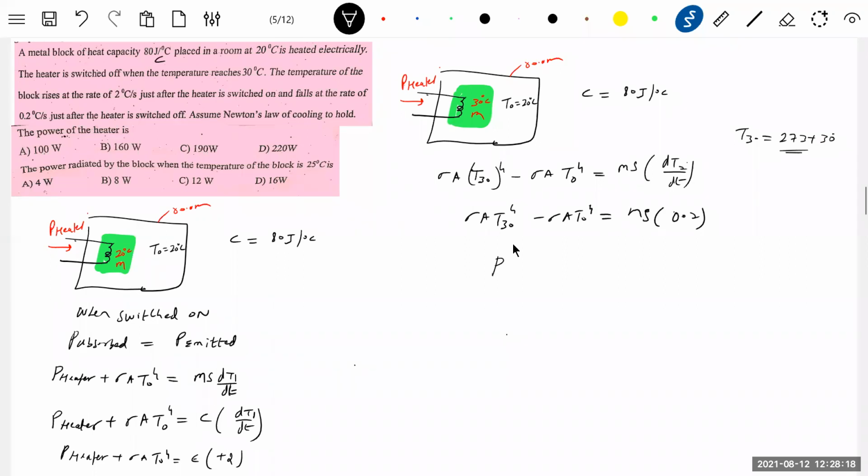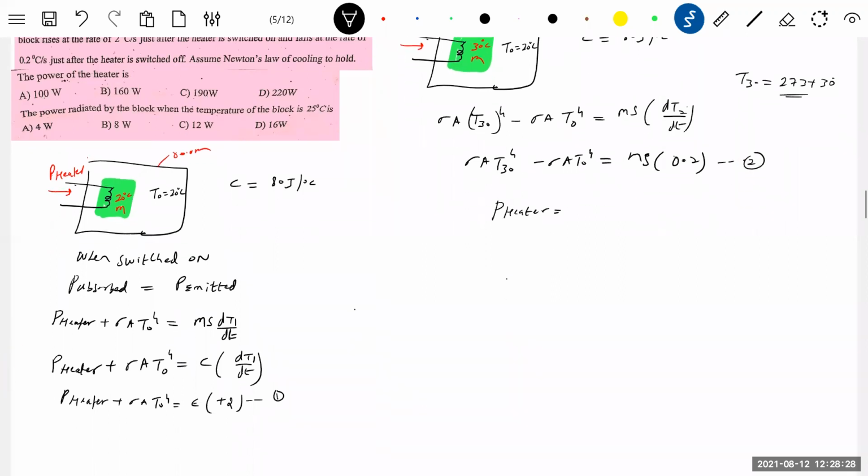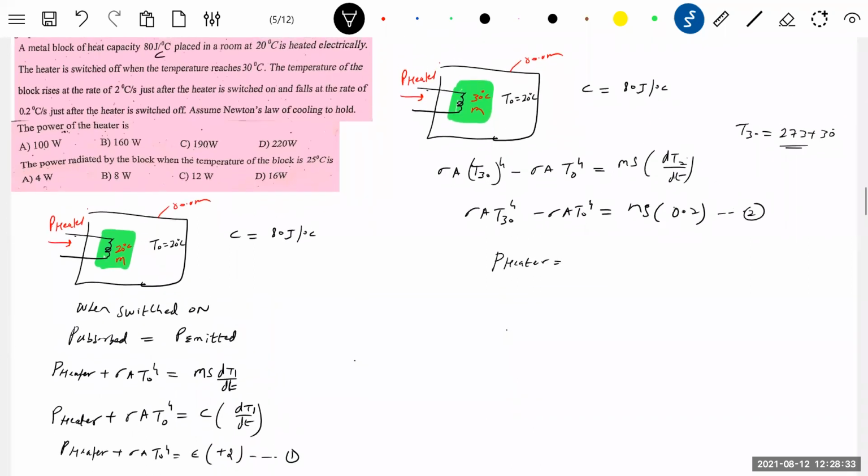Anybody, the value of the power of the heater? Equation 1, equation 2. Anybody just give me the value of the power of heater.